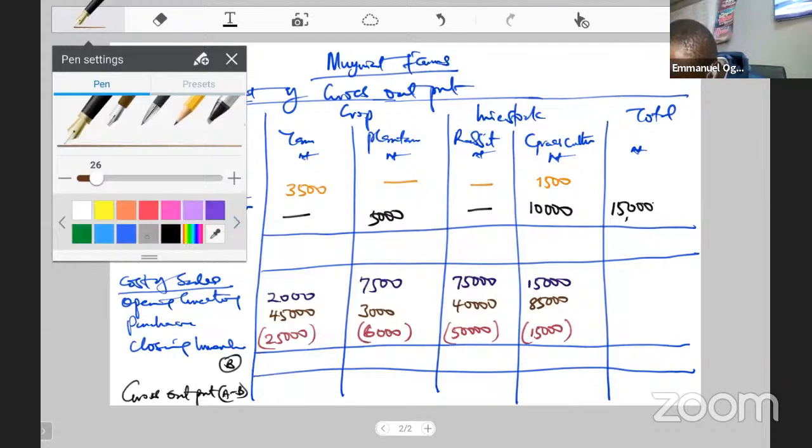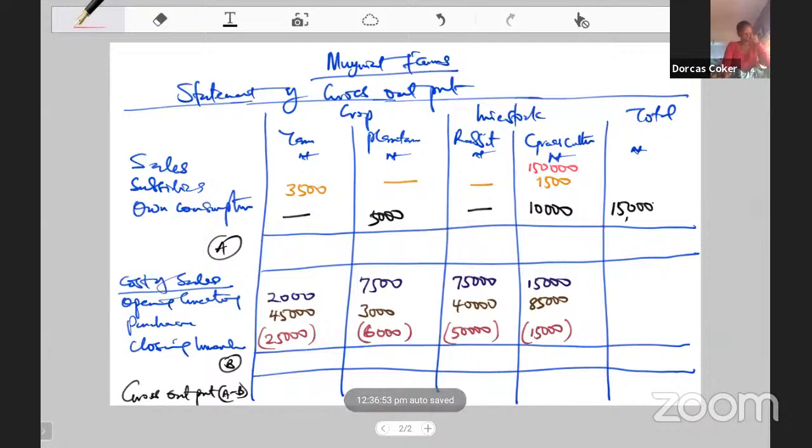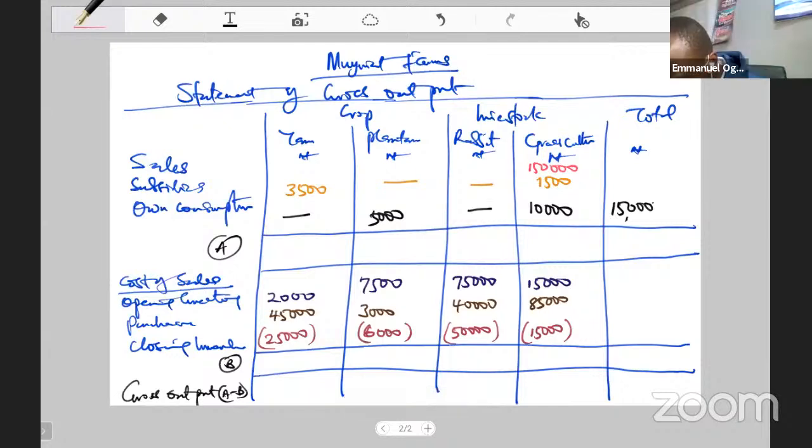Sales. So what's the value for sales? Grass cutter 150,000. Next. Rabbit 250,000. Rabbit, how much? 250,000. Next. I'm reading it, you know.